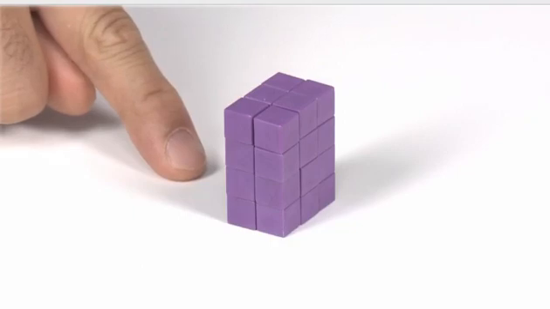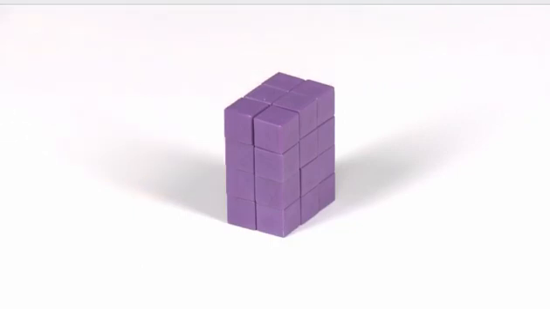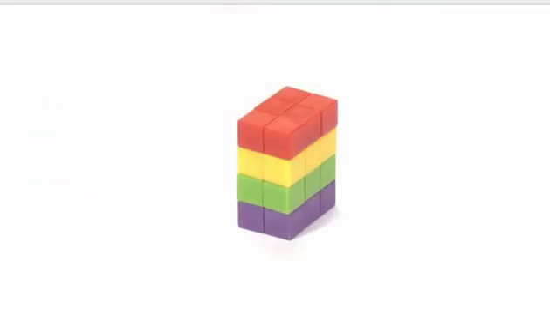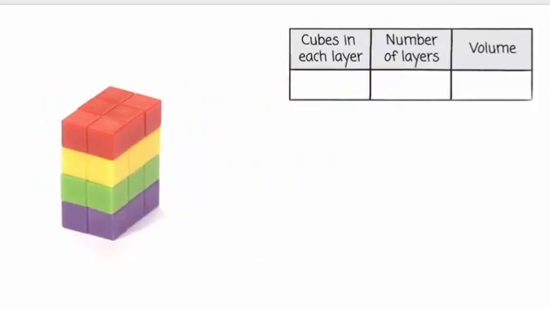Check out this rectangular prism. Build it on your own. Let's look at the layers one way. Here's our table. Instead of finding the number of cubes in each layer, let's record the dimensions of each layer.